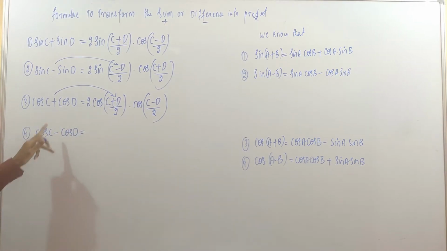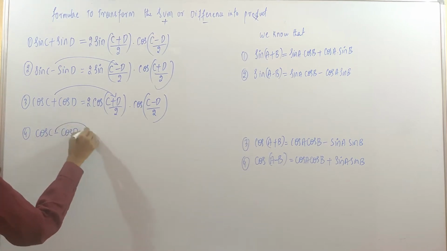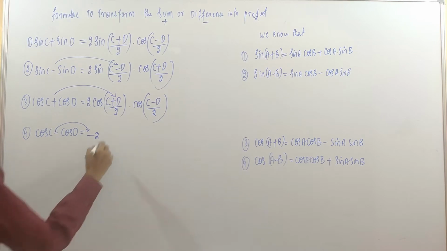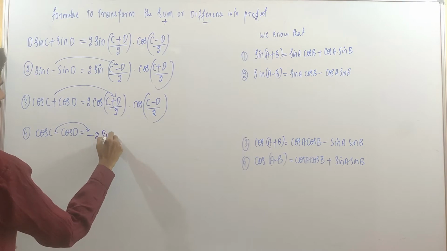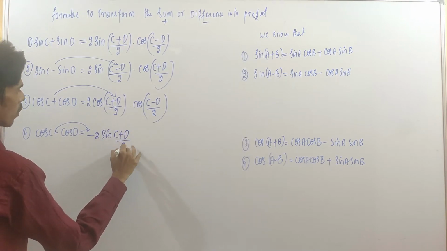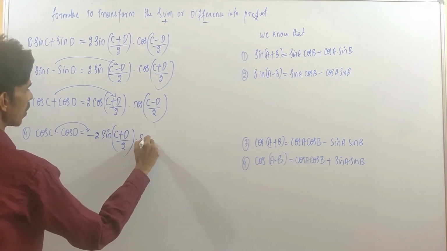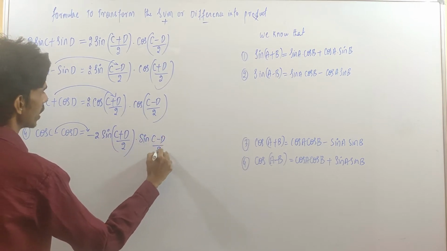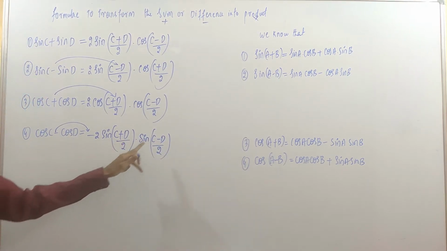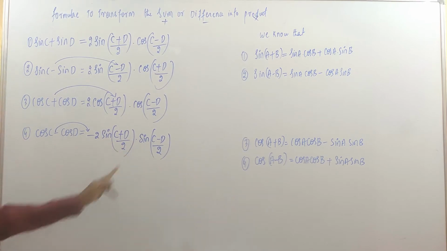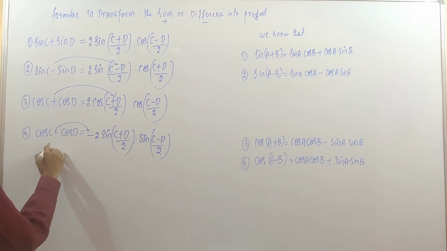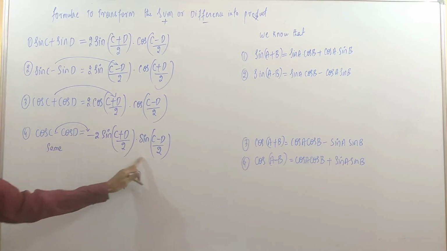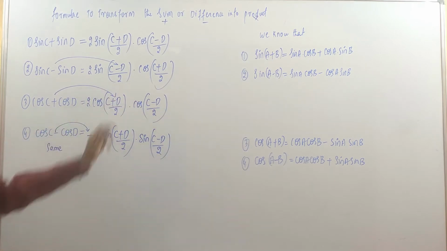cos for plus sign. Now for cos C minus cos D, minus sign is there, so write down here minus 2. Now take sin. When we see minus, we have sin. Sin C plus D by 2 into sin C minus D by 2. C plus D by 2, C minus D by 2. Here we have both same sign. Whenever we have cos, we have same; for sin and cos, different will be there.